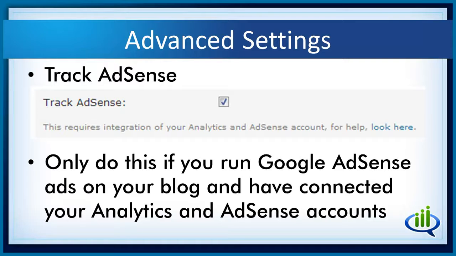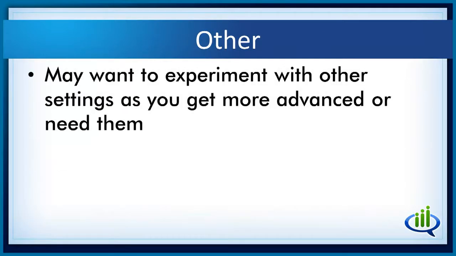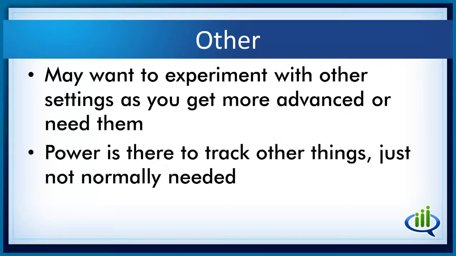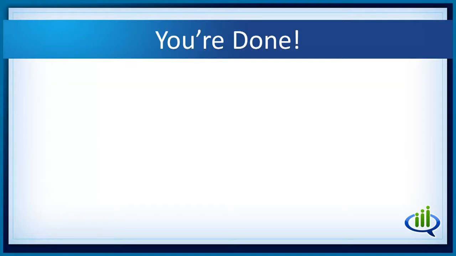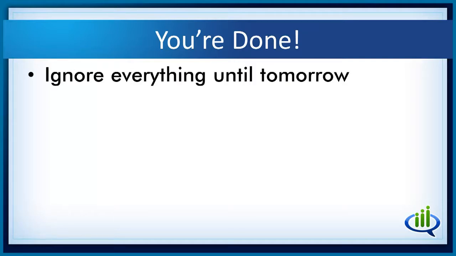Now, there are some other advanced settings. You may want to experiment with other settings as you get more advanced or as you need them. The power is there to track other things, just most people won't ever actually need them. So guess what? You're done. Check those things, click the save button, and you're done. But here's the key. You got to ignore everything till tomorrow, because Google Analytics is always a day in the past, and so you won't see any data until tomorrow.